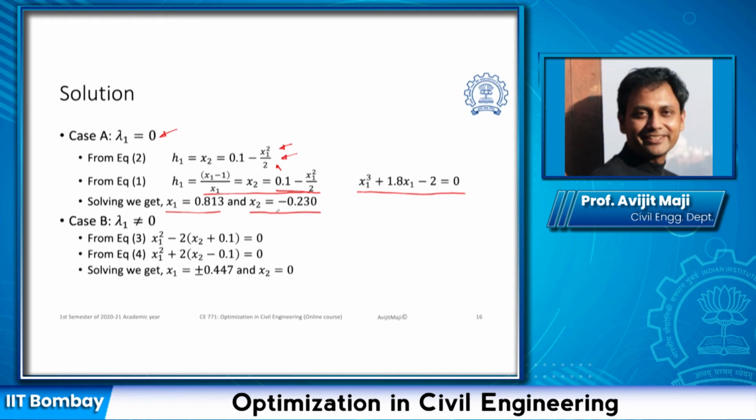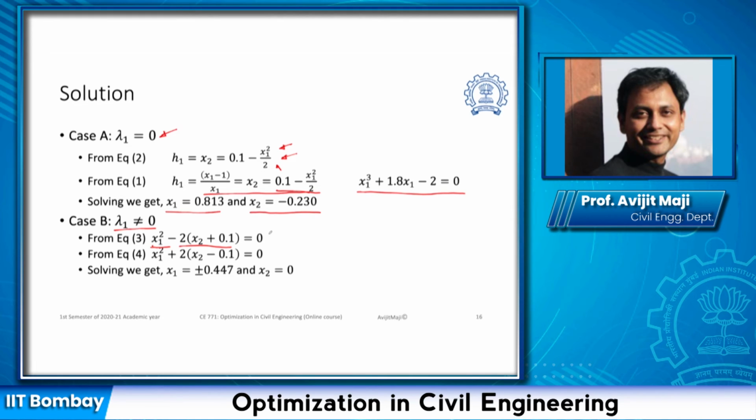Now let's look into the other condition. The other condition could be that my inequality constraint is active, which means my lambda value is not equal to 0. If my lambda value is not equal to 0, then the other part of equation 3, which indicates my inequality constraint, has to be 0, indicating my solution lies on that inequality constraint. And we already have the other part of the constraint, which is equation 4, which is supposed to be 0 because that is the equality constraint and the solution should lie on that equality constraint.